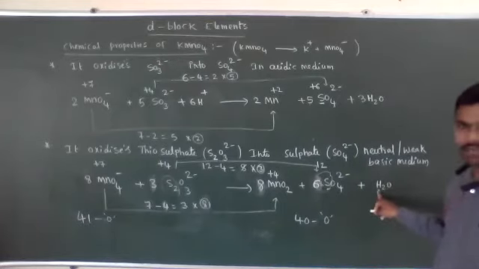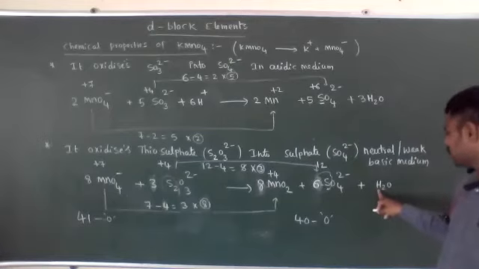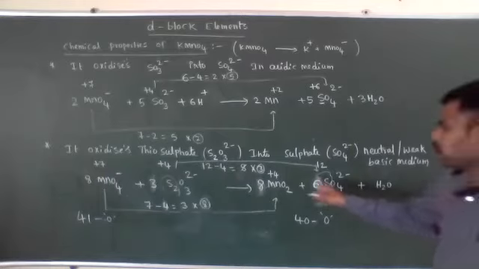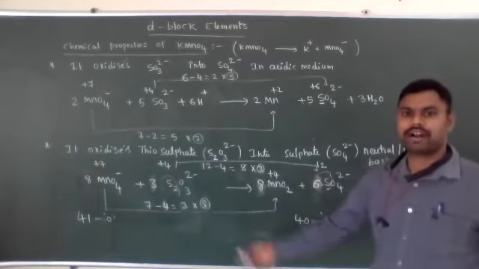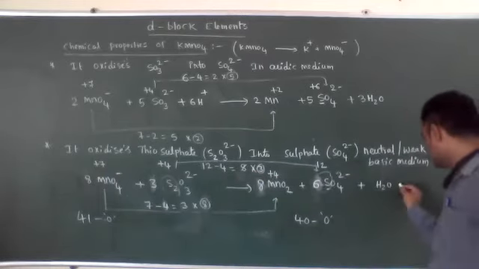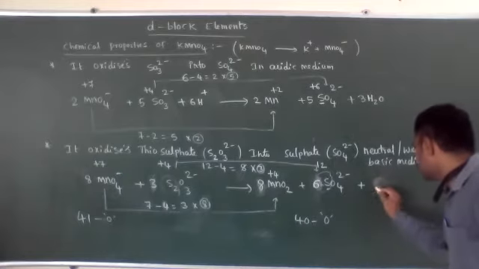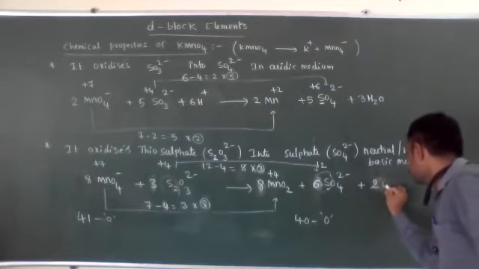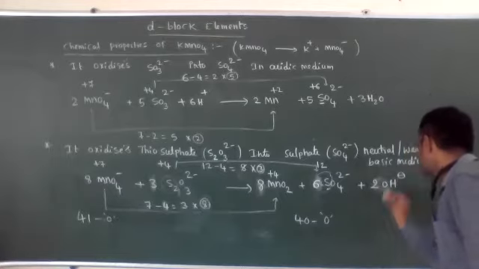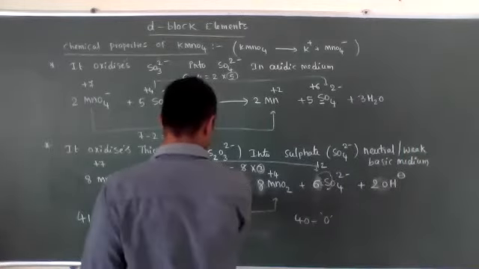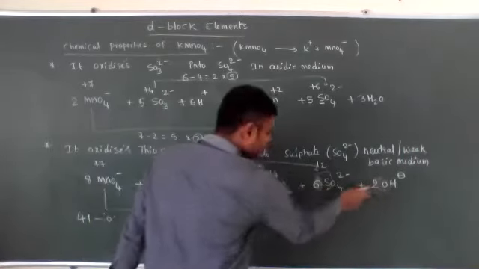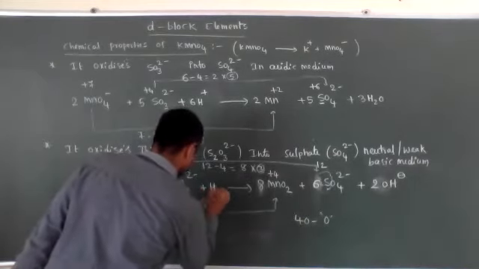How many hydrogens are more? 2 hydrogens are more. The same side 2 OH minus we have to add. Then the opposite side the same number of water molecules we have to add. Then this side it becomes 2 OH minus ions. Then it becomes 2 water molecules. Already one water molecule is present. Then it becomes H2.